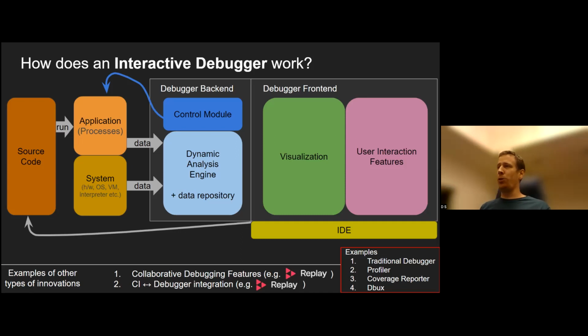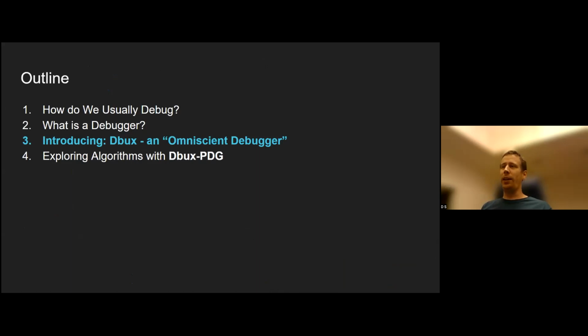All right. Today I want to talk more about this dynamic analysis engine, the visualization, and these interaction features. But mostly, I will demo how that works out, and that's it. So today, Dbux is an omniscient debugger. That's what I want to introduce. An omniscient debugger means it's very slow. That's kind of what it means.